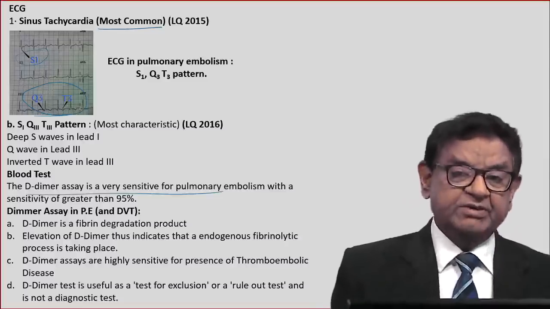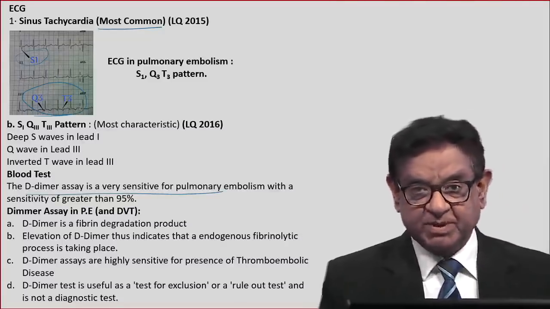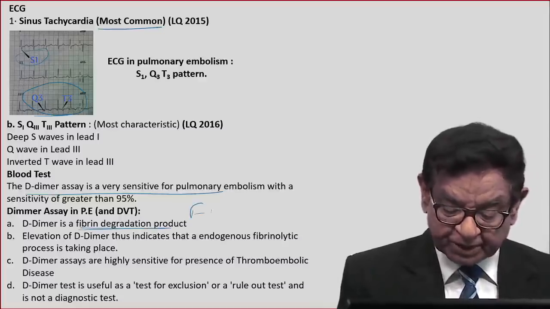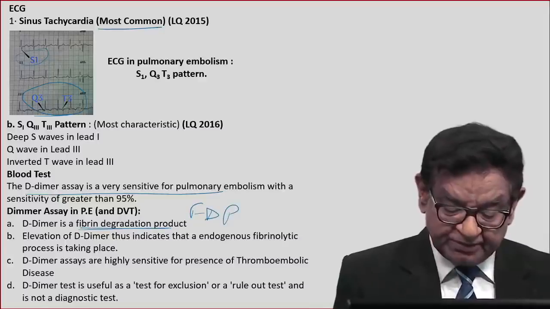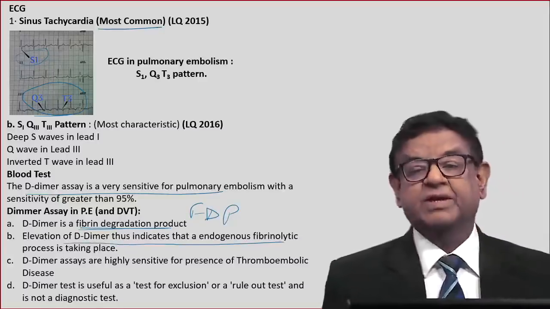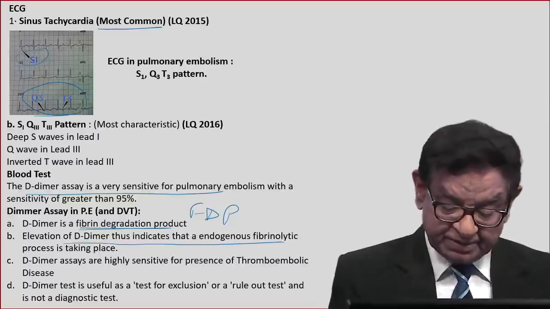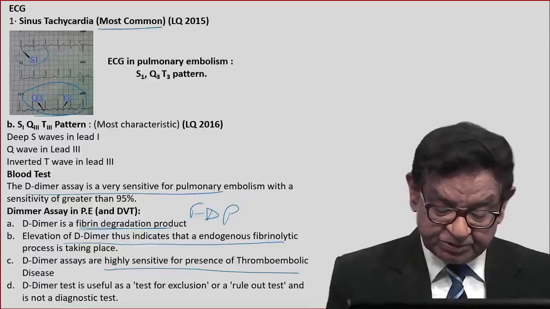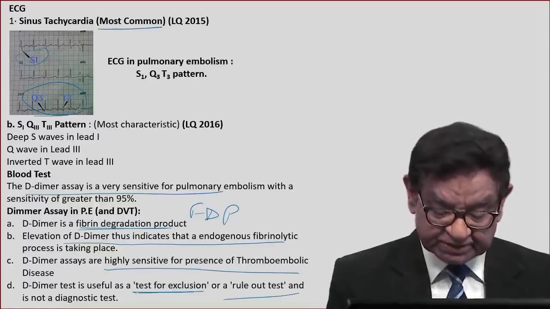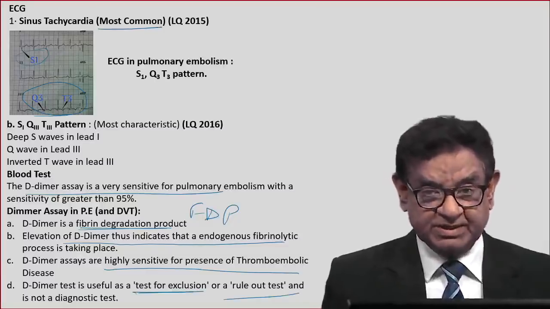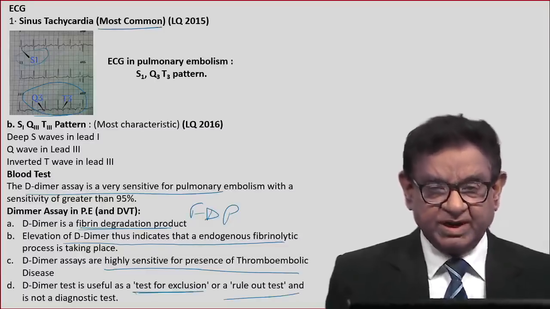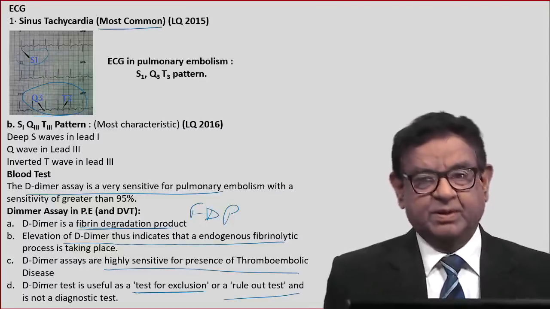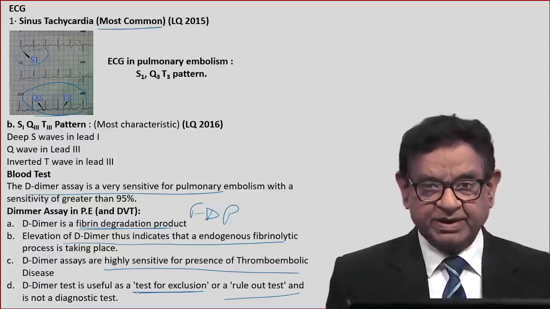95%. Now something more about the basic concept of D-dimer. It is nothing but a fibrin degradation product. Elevation of D-dimer indicates an endogenous fibrinolytic process. D-dimer is highly sensitive for the presence of thromboembolic disease, and it is used as an exclusion or rule-out test, but it is not a diagnostic test. That means if D-dimer is not raised, then we can rule out pulmonary embolism, but it is not a confirmatory test.